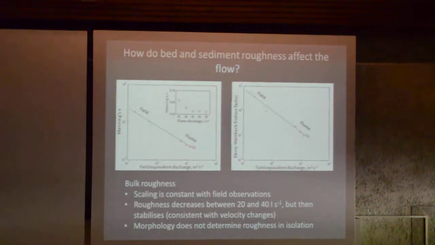But if we actually start to look at the details of that relationship, you can see that we've got this decrease in roughness between 20 and 40 litres per second discharge, and then it seems to stabilise. So in the way that the variation in flow mainly occurred between 20 and 40 litres per second, we seem to be getting a similar change in roughness between 20 and 40 litres per second. As has been demonstrated in a lot of other rivers, morphology isn't the only thing that's determining the roughness, it's the way in which the flow is running over the roughness and interacting with it. And we also seem to have some stabilisation of the flow occurring at a discharge of about 40 litres per second.